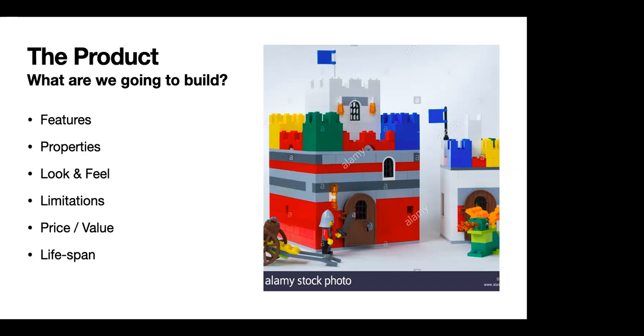Okay, then the product will have a look and feel, unless we are asked to build some middleware, right? But either way, if it's interacting with a client, it has a look and feel. So how the product feels when you use it, and how it looks, it's part of what we're going to build. Okay, and limitations. There are things it can do, there are things it can't do. Okay, and it's got a value.